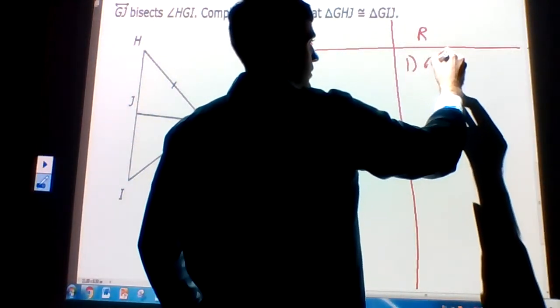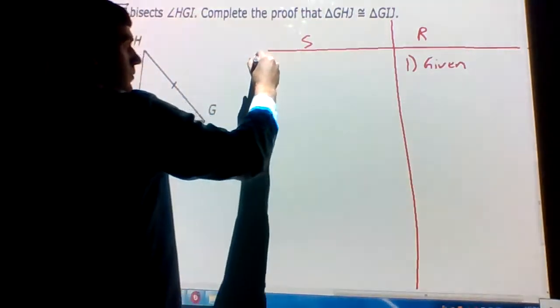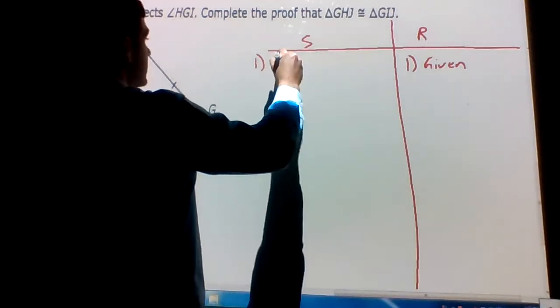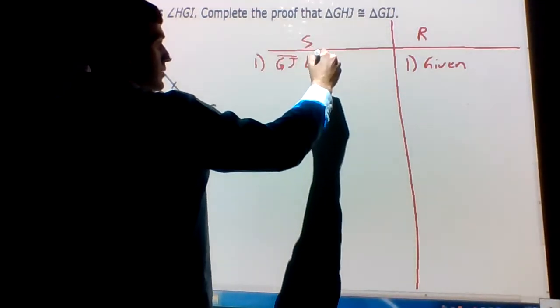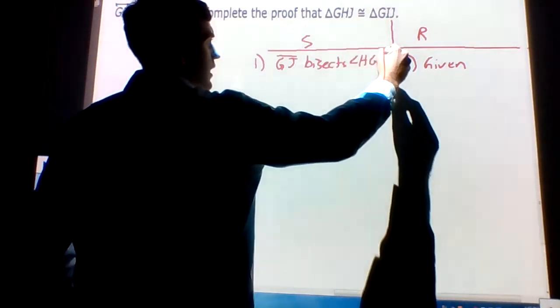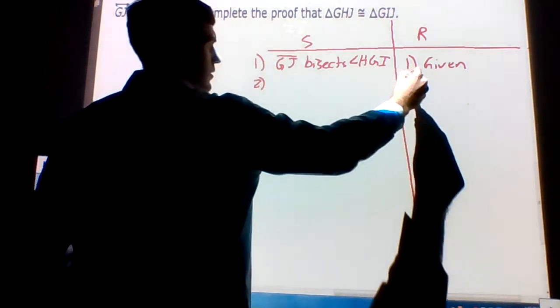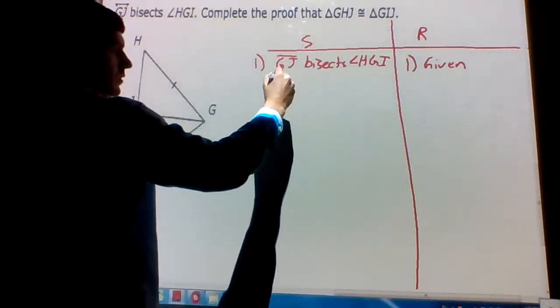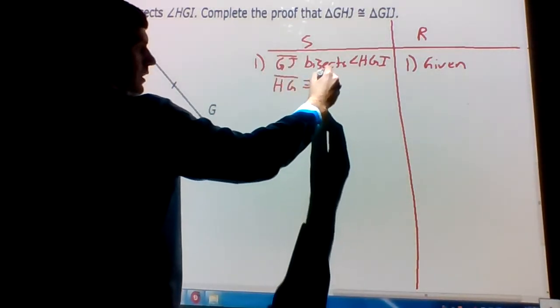Okay, so here's our given, which is the first step of any proof. So we know that GJ bisects angle HGI. We also, from our diagram, know that HG is congruent to IG.